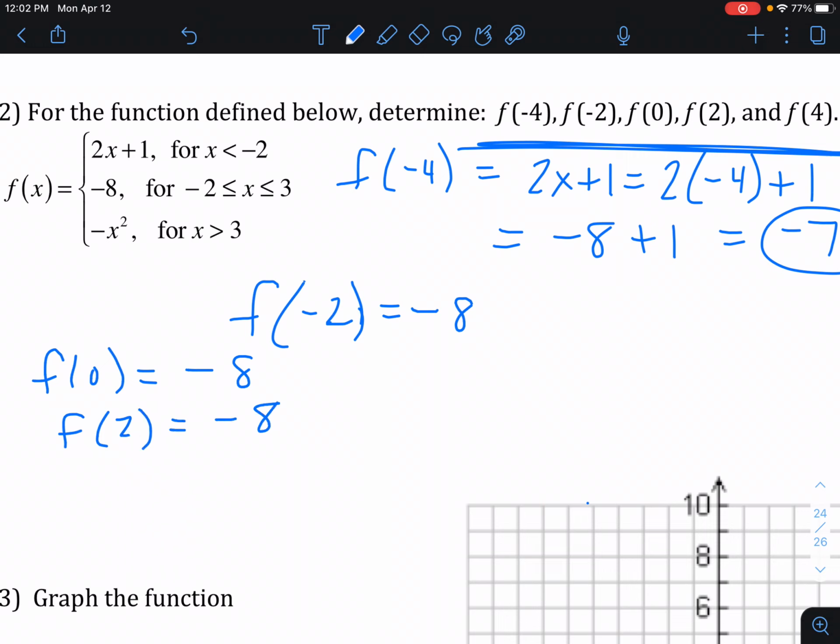And then the last one, f of 4. The first one, no, 4 isn't less than negative 2. The second one, no, 4 is not in between negative 2 and 3. Use the third one, 4 is greater than 3. So I'm going to use negative x squared. That'll be negative 4 squared, which is negative 16.